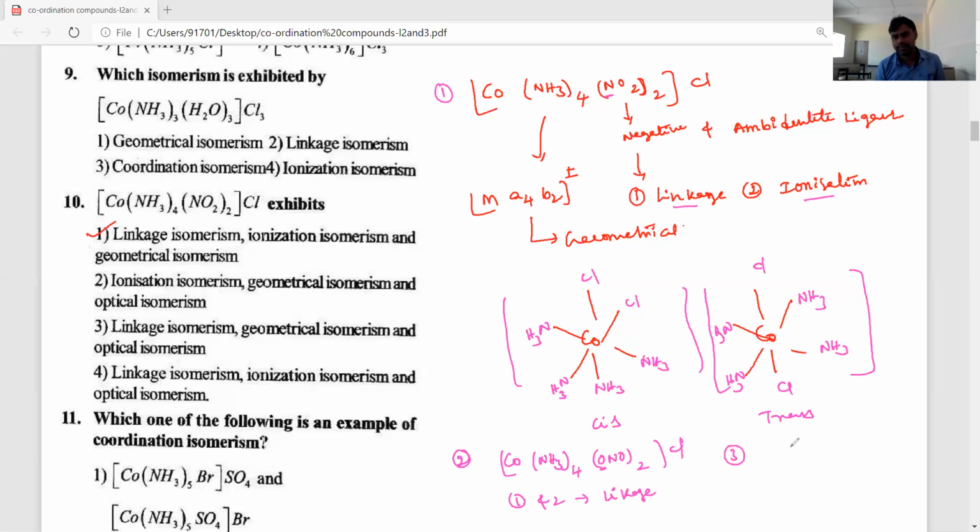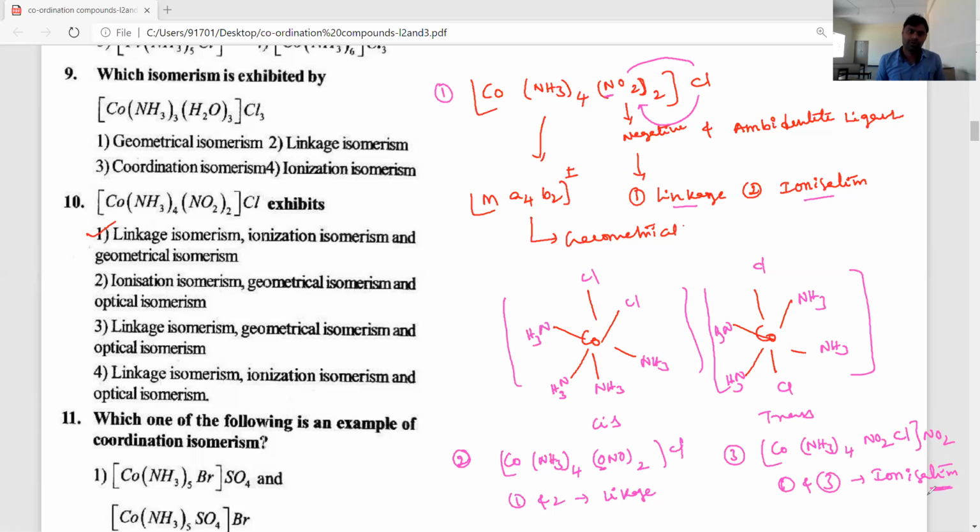Next, one more structural representation. Let's see regarding ionization isomerism. Co(NH3)4(NO2)Cl and NO2. The NO2 is a negative ligand and Cl is also a negative ligand. So the ligands are exchanged from the coordination sphere to the anionic sphere and from the anionic sphere to the coordination sphere. That's why 1 and 3 are ionization isomers. Okay, students, now I think you understood that.